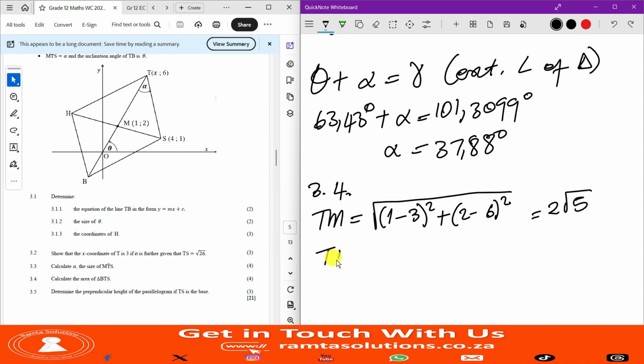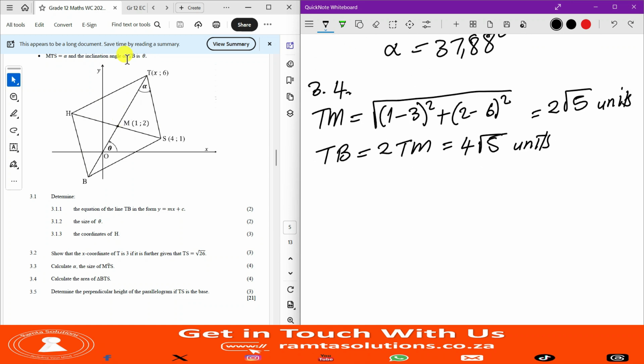Therefore, TB is 2 times TM, which means it is 4 root 5 units. Isn't it? It's 4 root 5 units. Remember, guys, the reason I'm saying it's twice TM is because this shape is a parallelogram, and so the diagonals bisect each other. Okay? Perfect.